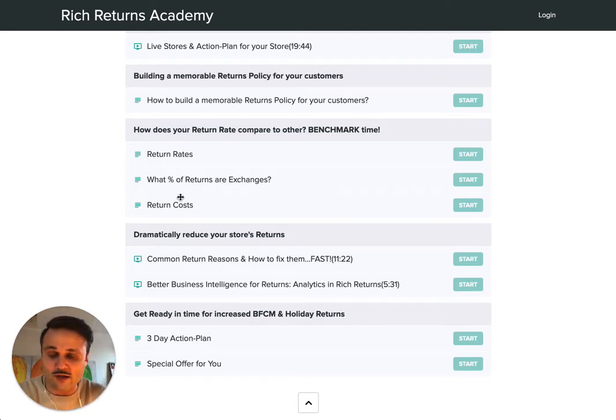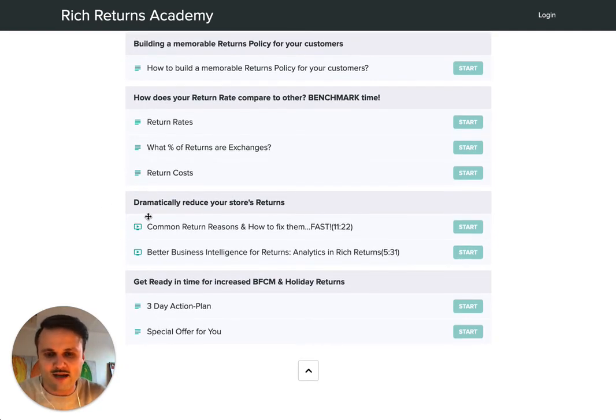And then return costs are also interesting. A lot of merchants don't know what costs are associated with a return. For example, labor cost: how much time does it take to process a return? How much money does it cost for a third-party logistics company to receive a return, grade the return, things like this? Return shipping costs in different countries. I think we cover the US, UK, Australia, Europe, a lot of other countries.